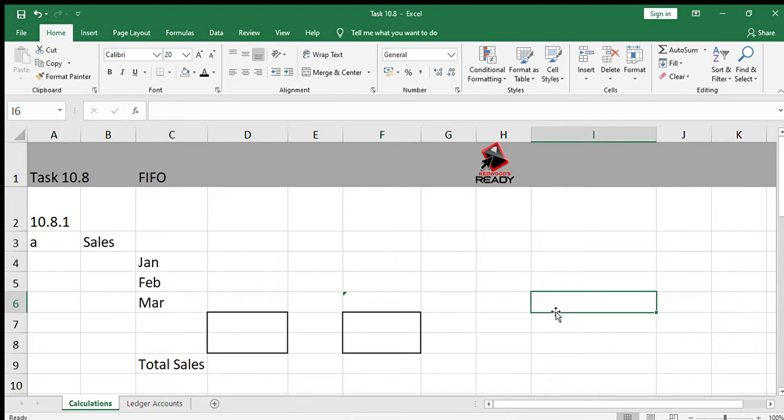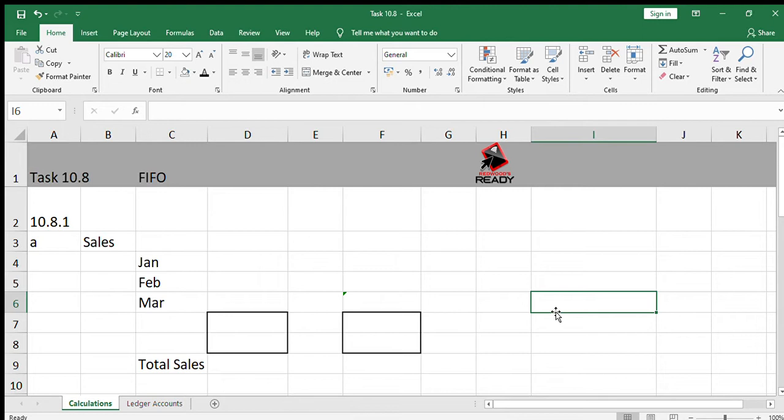We have been given opening stock in this question on 1st January, 200 units at 640, and this does include the cost of carriage. This question also includes carriage. Carriage must be included in all our calculations. Selling price per unit is 1,000.